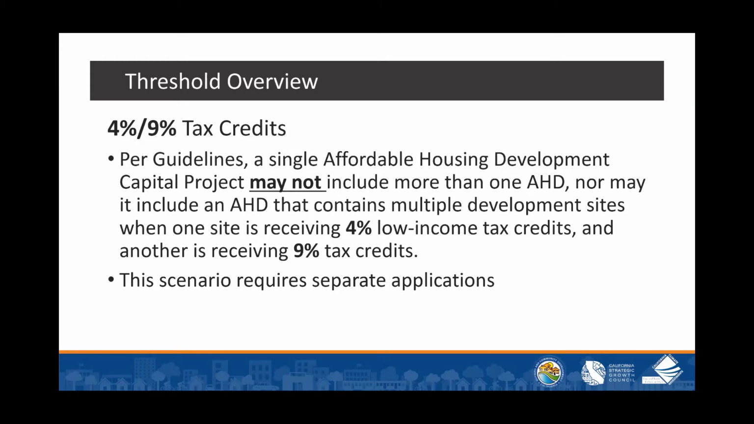For tax credits, either 4% or 9%, per the guidelines, a single affordable housing development capital project may not include more than one affordable housing development, nor may it include an affordable housing development that contains multiple development sites when one site is receiving 4% low-income tax credits and another site is receiving 9% tax credits. This scenario that was presented actually requires separate applications if that is the case.